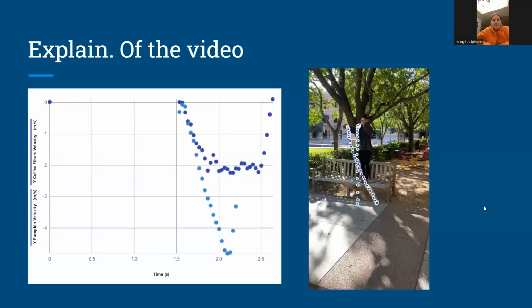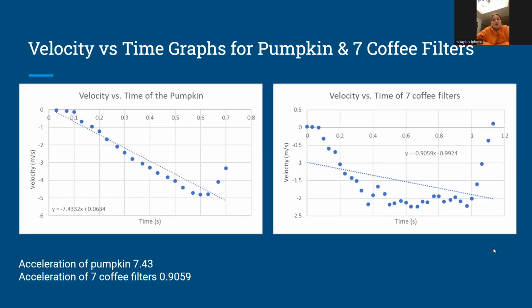Next, we added 6 more coffee filters to see if it would change the amount of time to reach the ground. The weight of the pumpkin was 27.8 grams, while the small stack of 7 coffee filters weighed 4.8 grams. As we said, in the first trial, it took 2.5 seconds for the single coffee filter to reach the ground, while it only took the pumpkin 0.7 seconds. Once we added more coffee filters, the pumpkin still took 0.7 seconds to reach the ground, while the coffee filters took substantially less time than before, only 1.2 seconds. The acceleration for the pumpkin in the second trial was 7.43 meters per second squared, while the acceleration of the 7 coffee filters was 0.9059 meters per second squared.